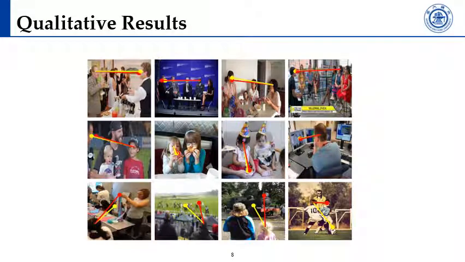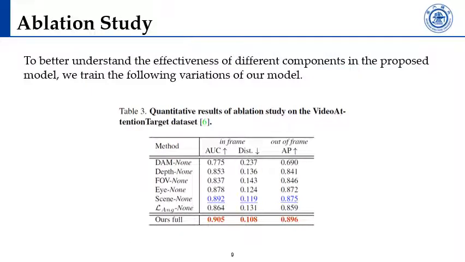Here we show some qualitative results, and we see our method can precisely predict gaze targets with a large distance in depth. And I will also do some ablation study to show the contribution of each component in our framework. Here we see the most improvements brought by the dual attention module. Right? So this is evidence that combining the depth attention and the field of view attention is very effective for this task.